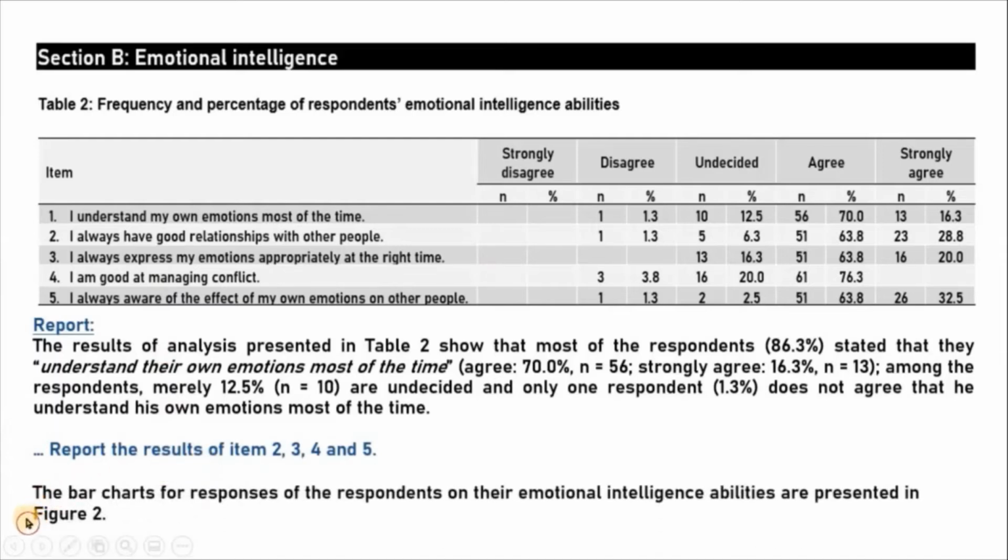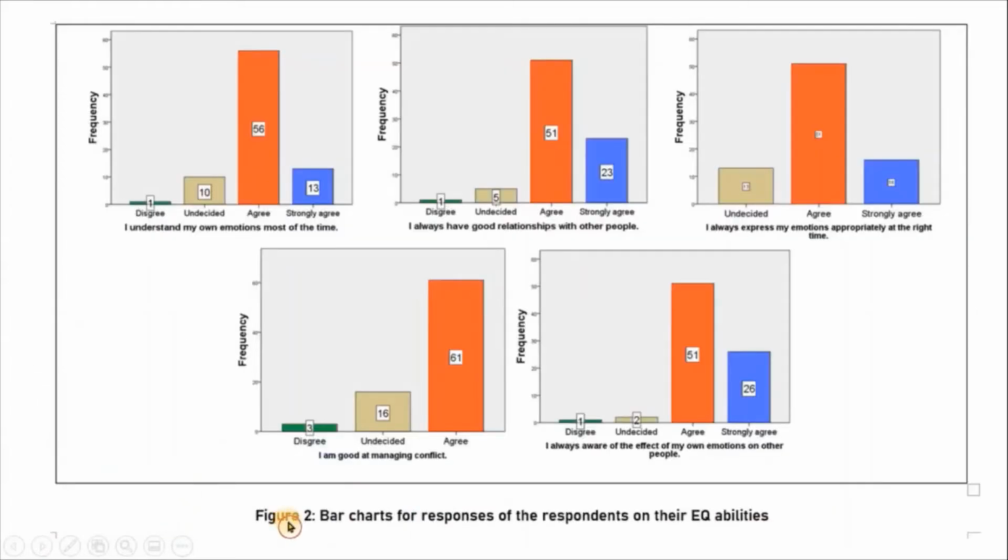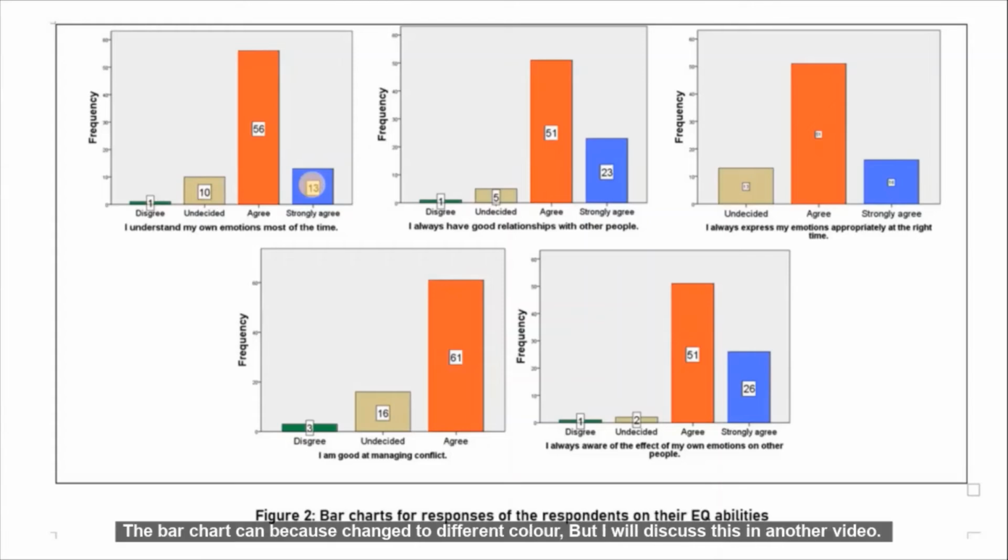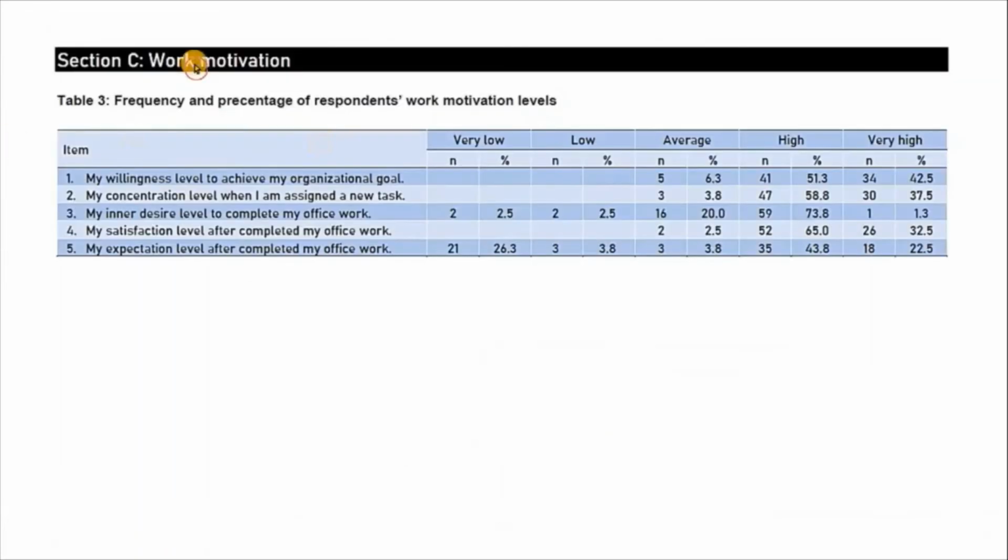And besides that, we write the bar chart for responses of the respondent on their emotional intelligence ability are presented in figure 2. So we present the figure 2. In the figure 2, we present the 5 figures of the bar chart for the 5 items. I have changed the bar chart's color in these figures. The bar chart can be changed into different color, but I will discuss this in another video. Then we move to the section C, work motivation.